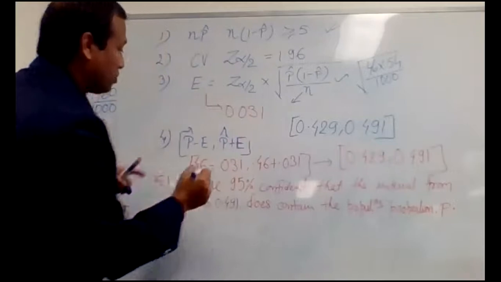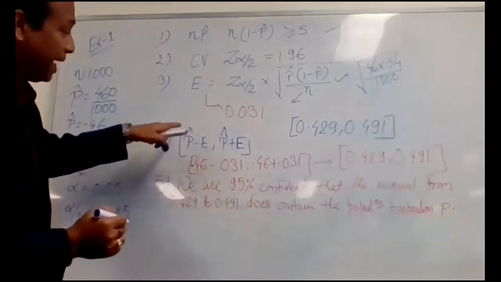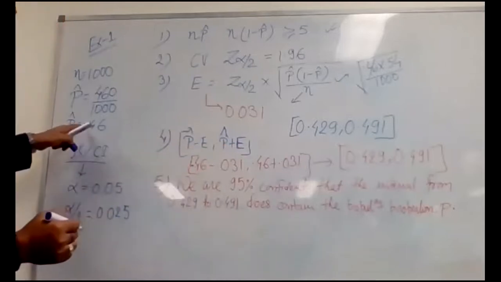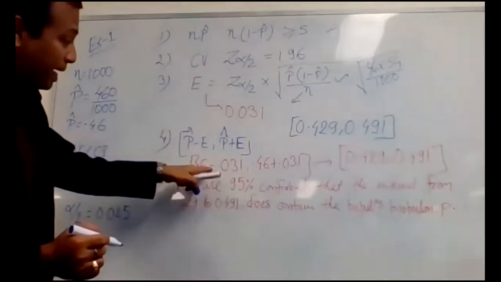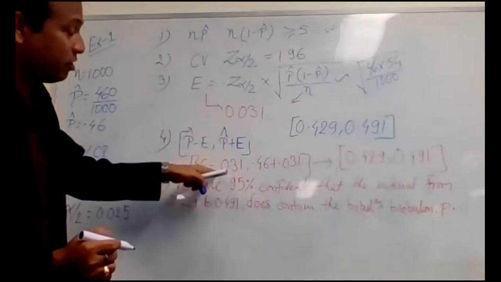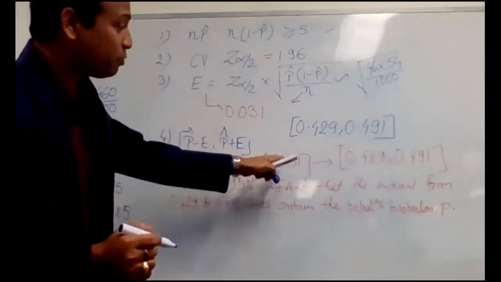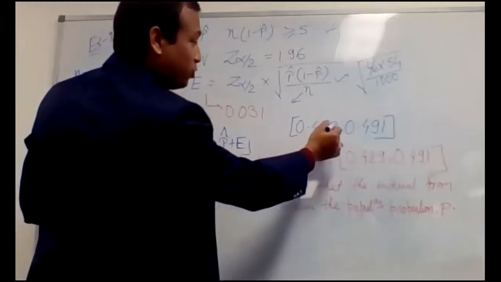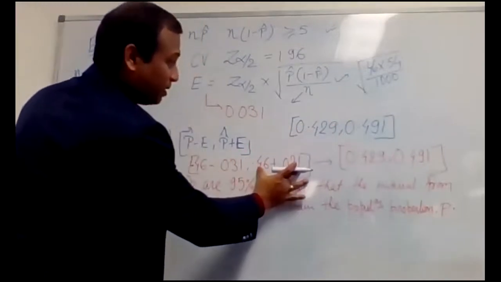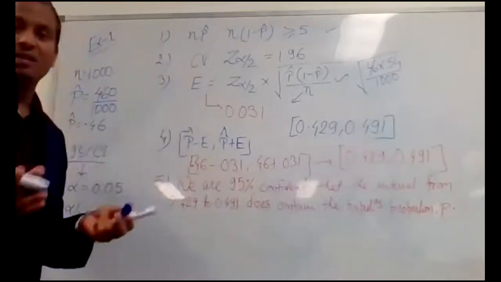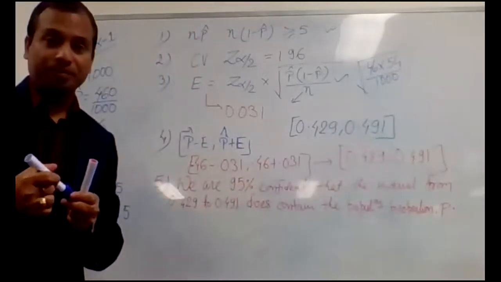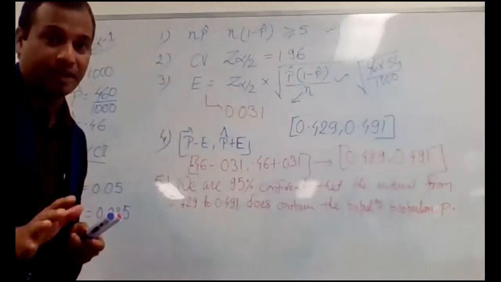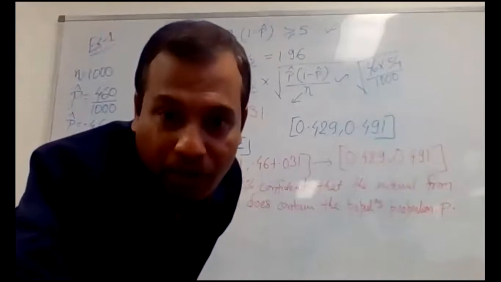Step number 4 is p hat minus e and p hat plus e. So p hat is 0.46 minus 0.031 margin of error, and then 0.46 plus 0.031. If you do this sum, you will get 0.429, and if you do this sum, you will get 0.491, and that is the confidence interval. Is that clear, Reina? Yeah. Okay.